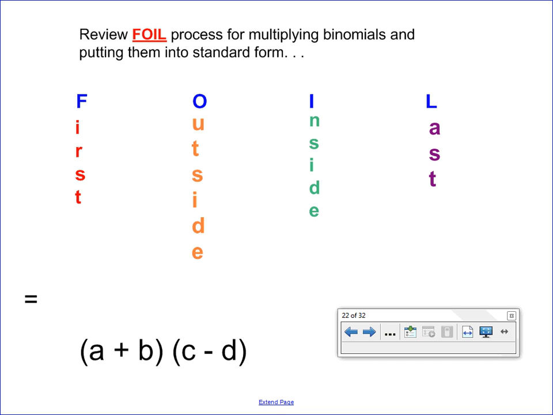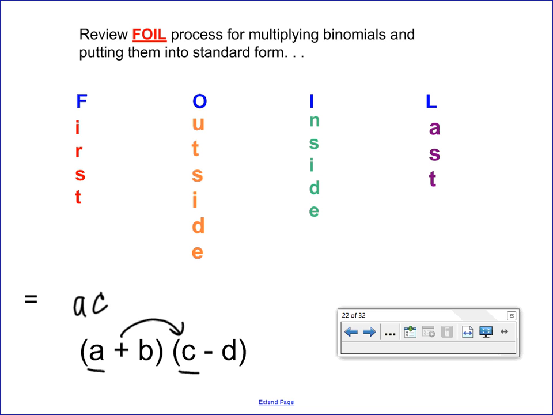And so if I had 2 binomials, rather, a plus b, right, times c minus d, I could rewrite that as a collection of terms where I get the first term by multiplying a times c. My first would be a times c, and that would be ac. So my first term would be the product of the firsts. A times c is ac.